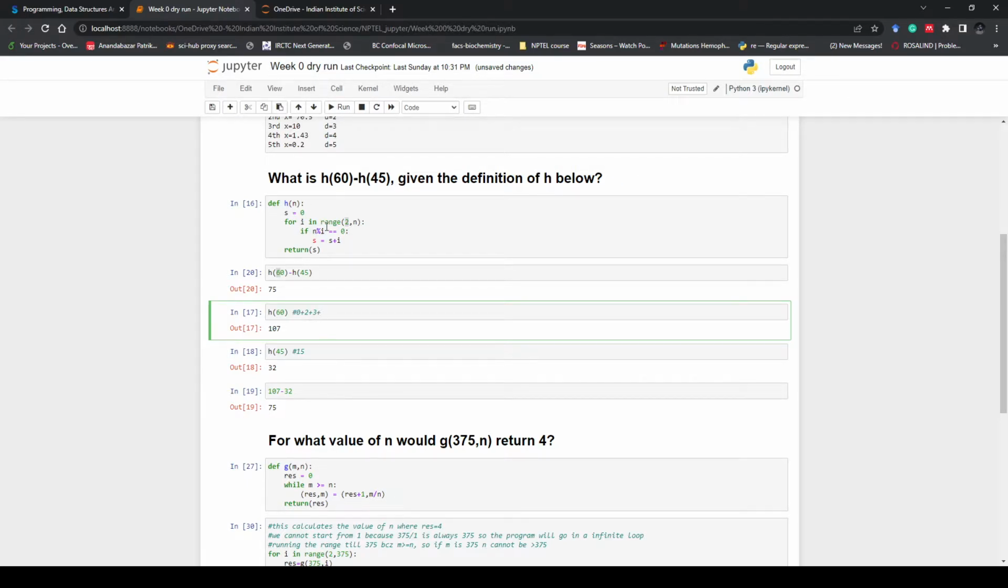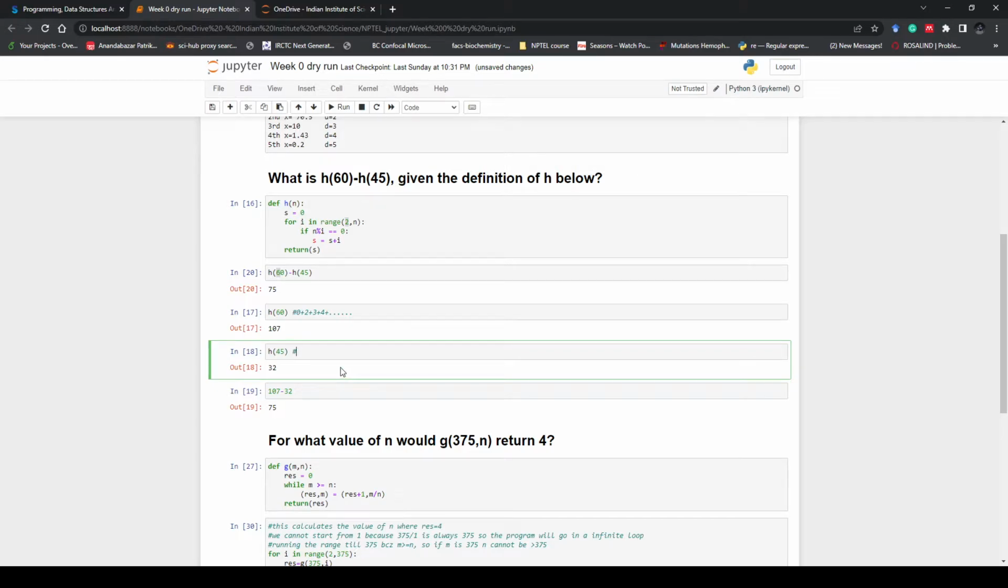Equal to 0. So s will be equal to s plus i, so 0 plus 2 plus 3. Then again like that 4, so 4 is also divisible by 60, so plus 4, and it will go like this, correct?